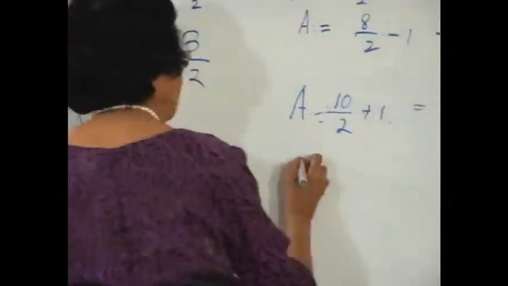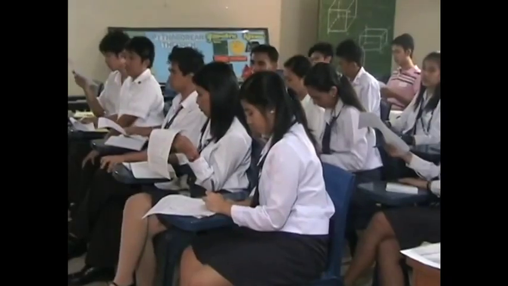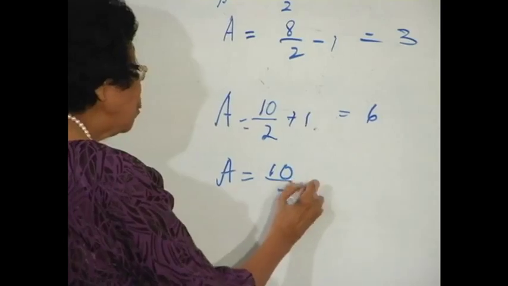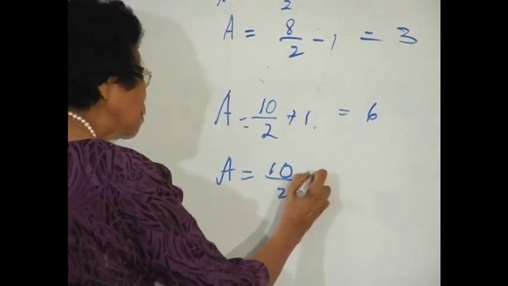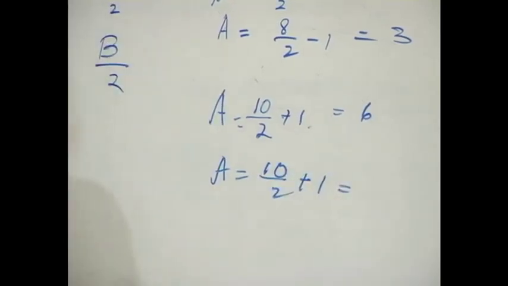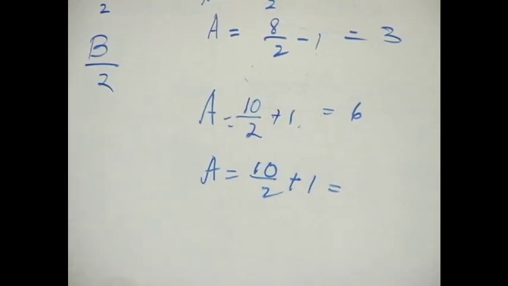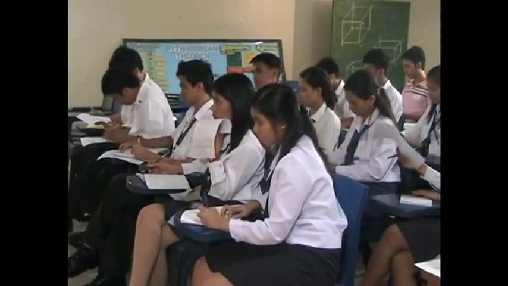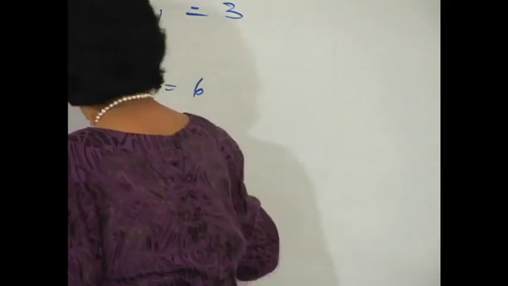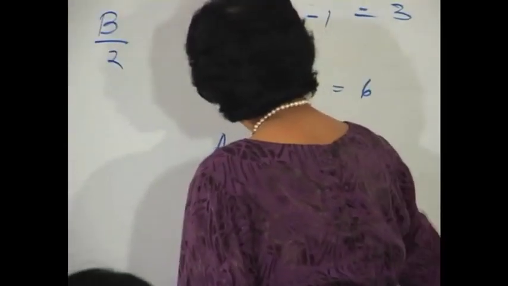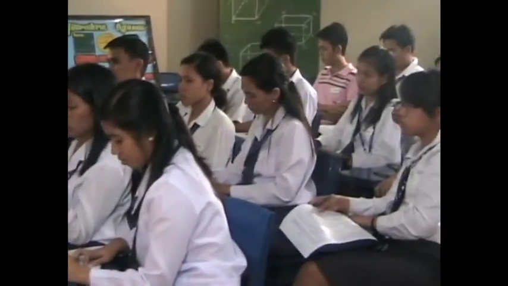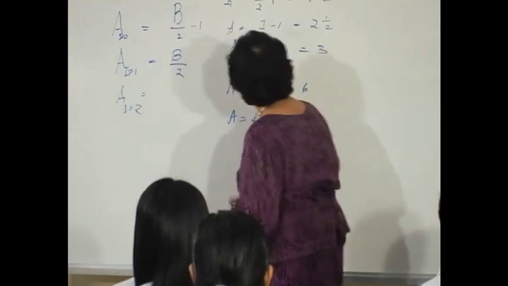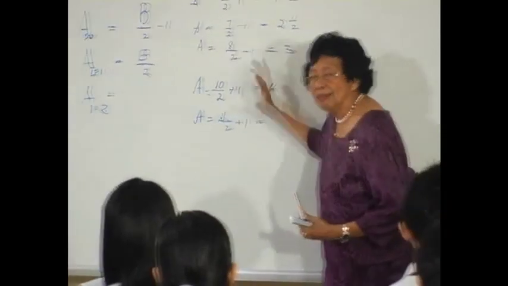How many in the boundary? How much? 10. Over 2? 6 still? Same. Let's go to another one. How about this? 16. How many in the boundary? 11. Okay. Plus 1 equals? All right.